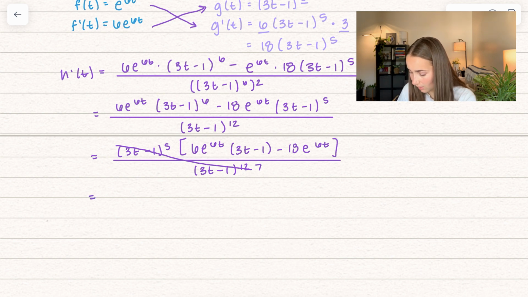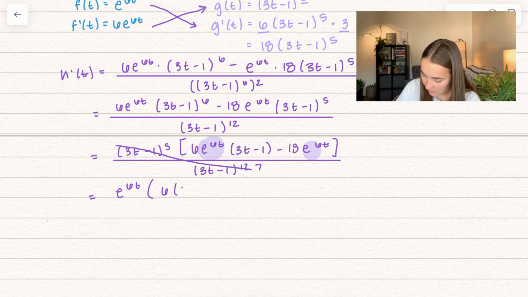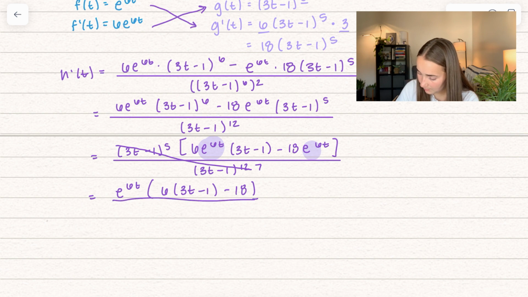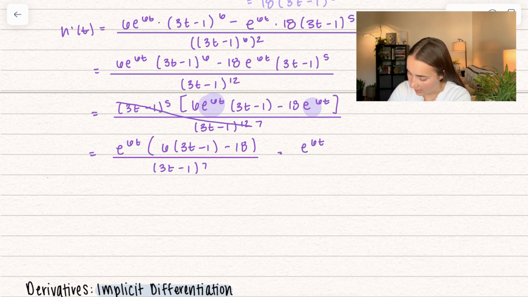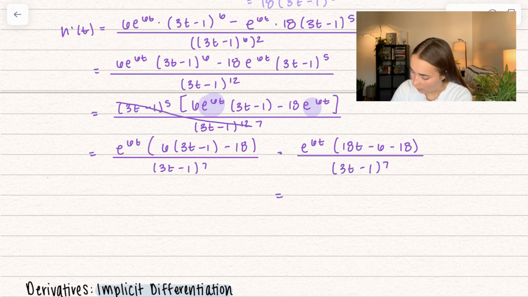So when I rewrite this, I also notice that I have an e to the 6t in both of these. So if I'd like, I can pull that out. Again, it depends on how much your teacher wants you to simplify it. So e to the 6t, and then with my leftovers, I get 6 times 3t minus 1 minus 18 all over. We are almost done simplifying. I'm going to go ahead and simplify inside these parentheses. So I get e to the 6t times 18t minus 6 minus 18 all over 3t minus 1 to the power of 7.